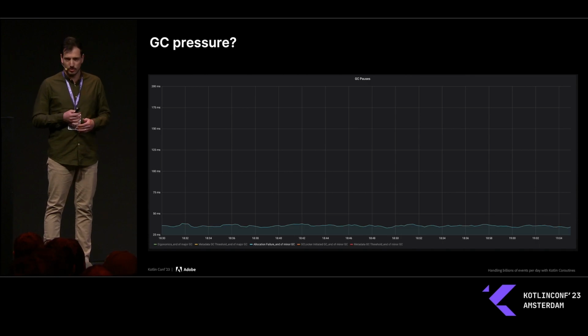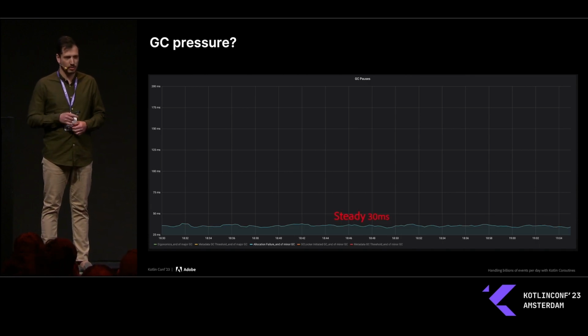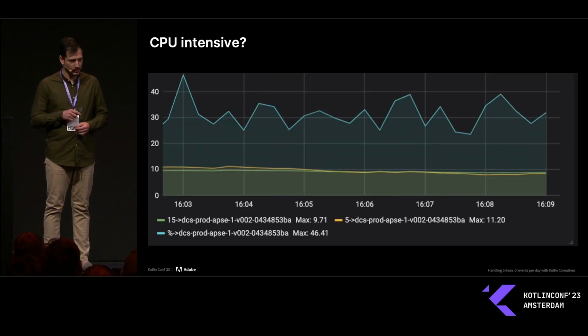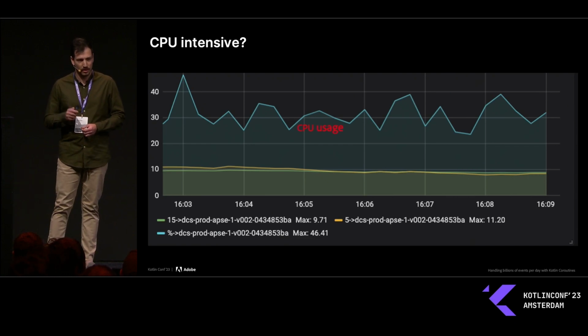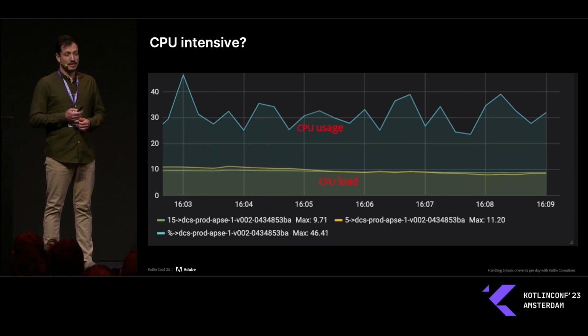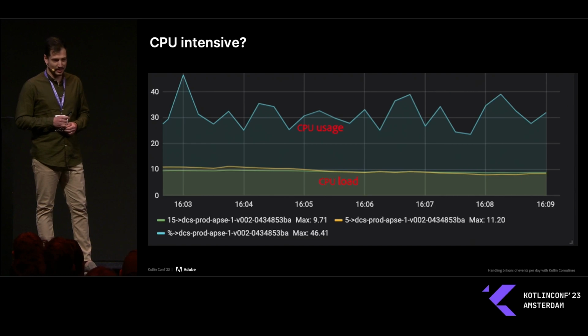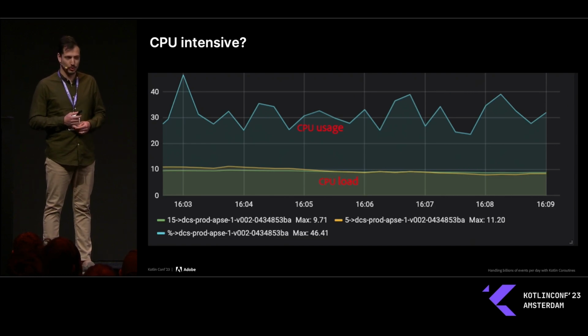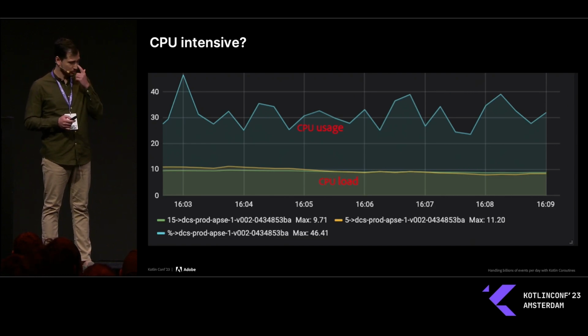We thought that maybe we would be subject to GC pressure, but collection pauses were steady at 30 milliseconds, no spikes. So then we thought maybe some CPU contention. And you can notice from this graph that the CPU usage is around 30%, represented by the blue line, and the CPU load, represented by the yellow and green lines, is 10 on a machine with 36 CPU cores. So the CPU is quite free, no contention at all.